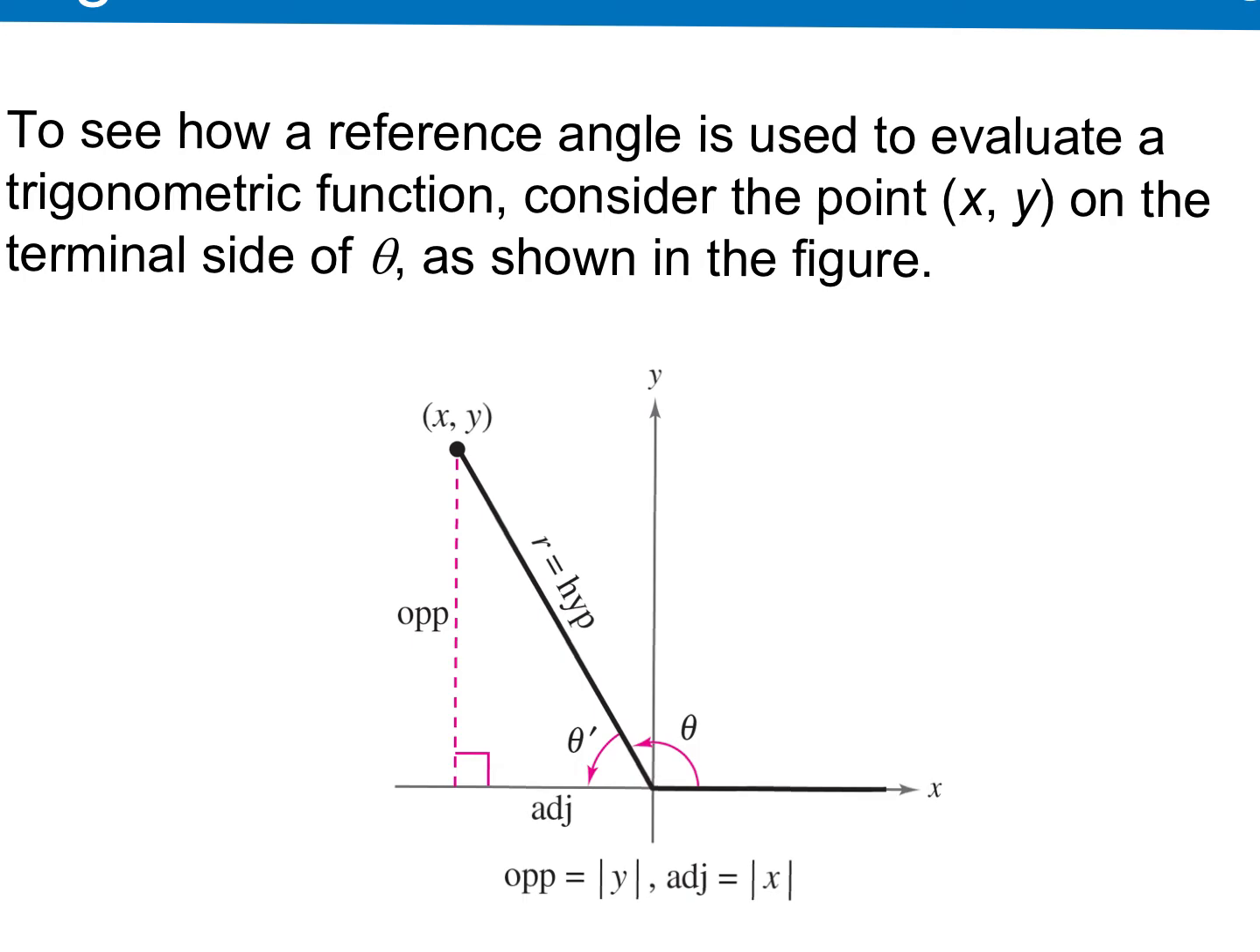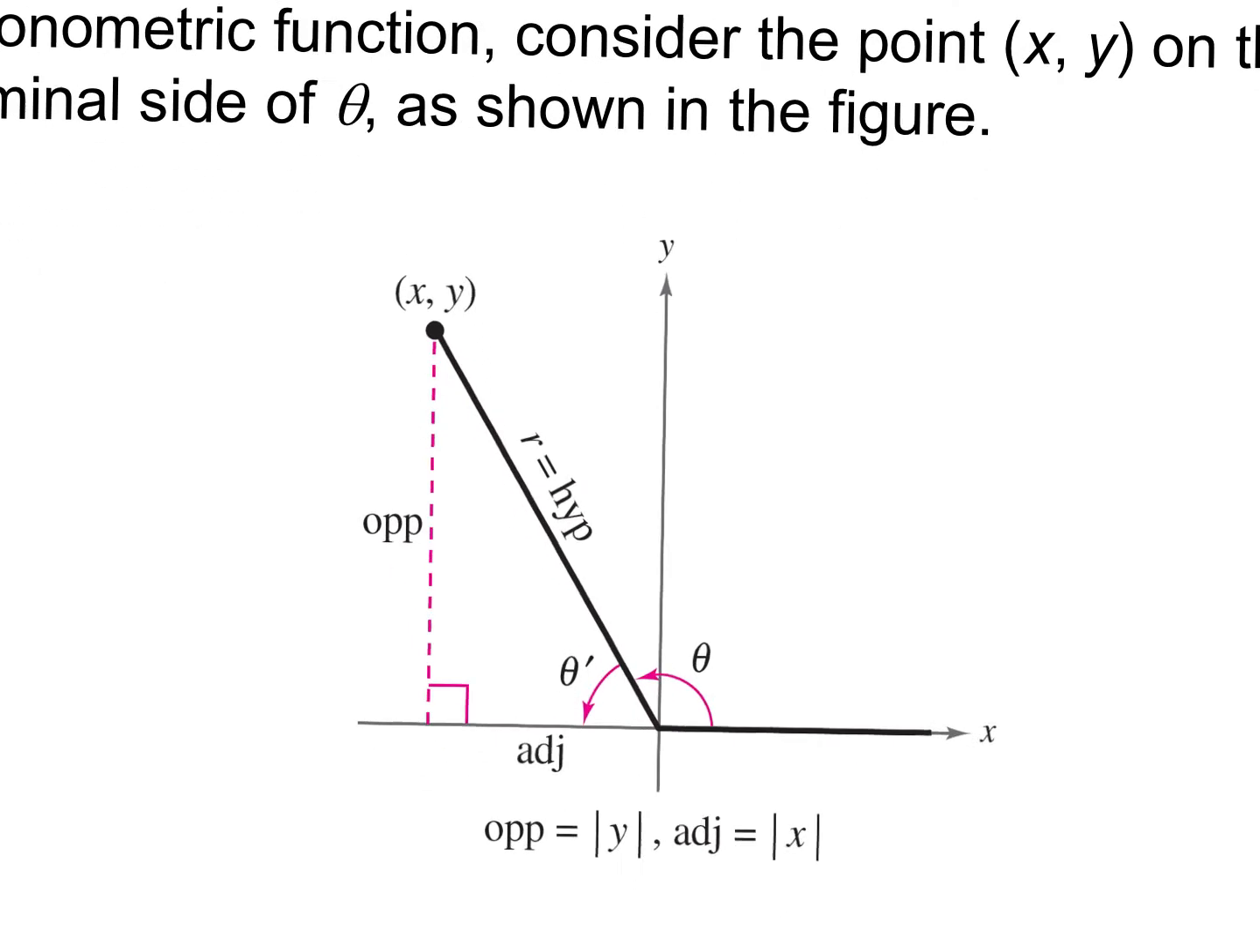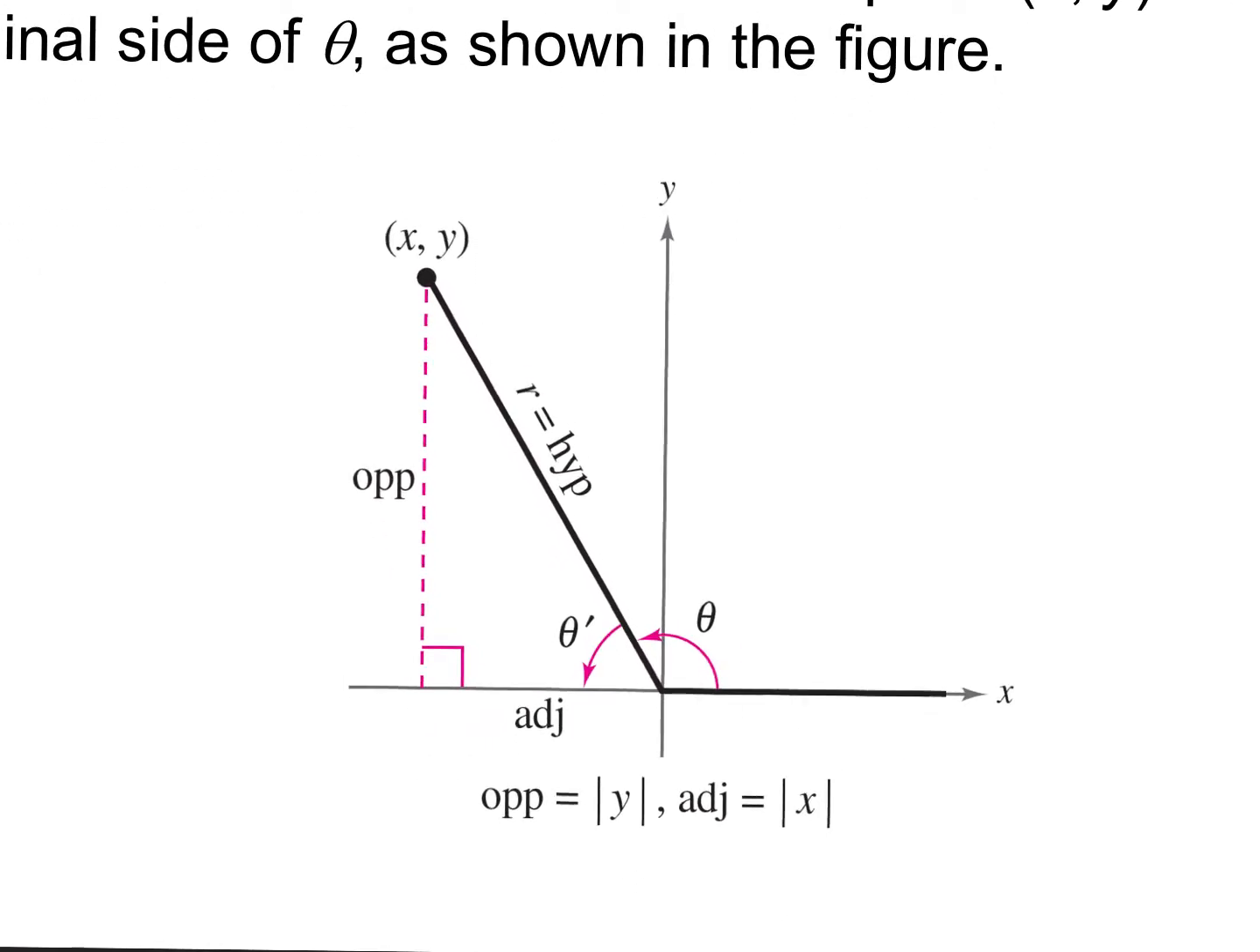So let's just kind of talk about what we did yesterday. Your reference angle is formed between a point on the terminal side. You draw a vertical line down to the x-axis, and then you have this right angle formed. Your reference angle is right here. It's the one at the origin. Everybody see that? So that would be your theta.